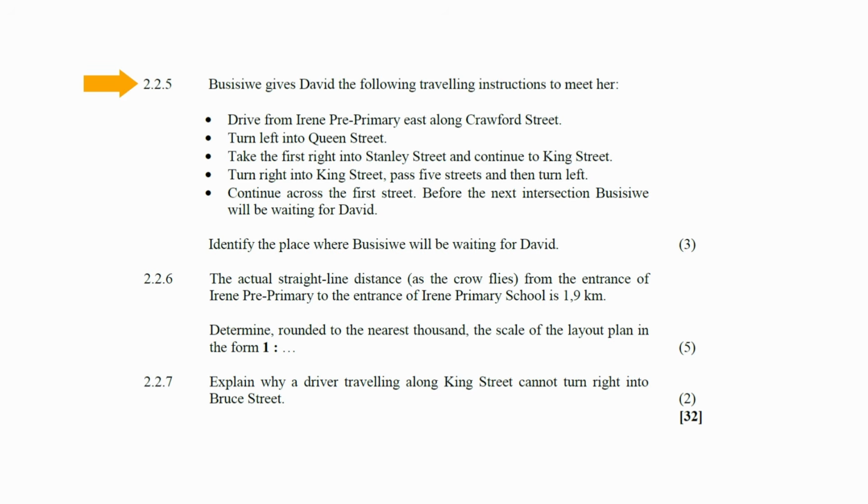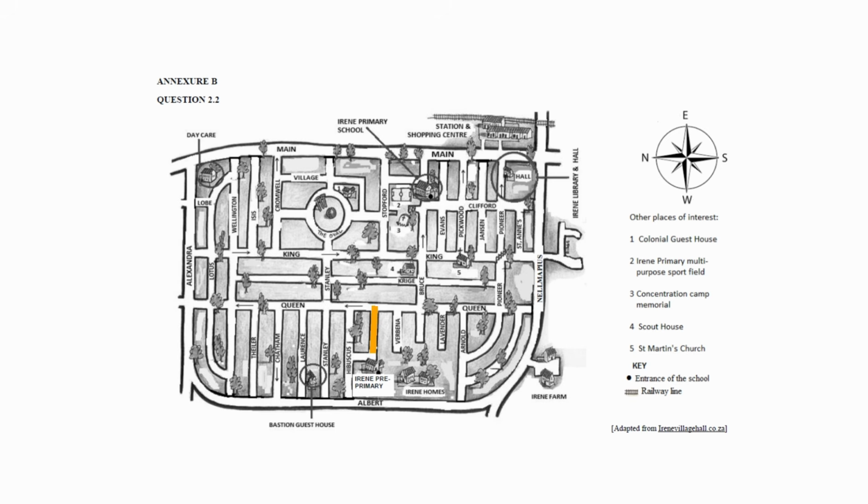In question 2.2.5, you are given a set of directions to follow and to identify the place it leads to. The directions are as follows. Drive from Irene Pre-Primary East along Crawford Street. Turn left into Queen Street. Take the first right into Stanley Street and continue to King Street.